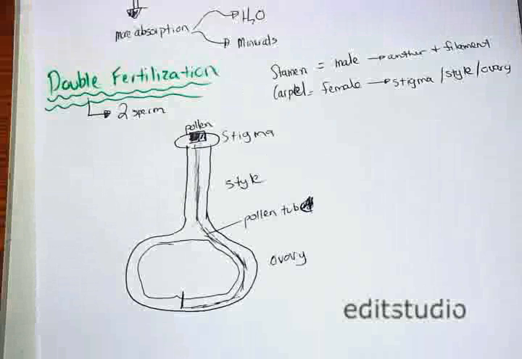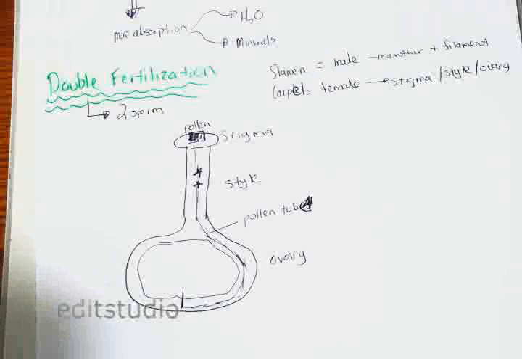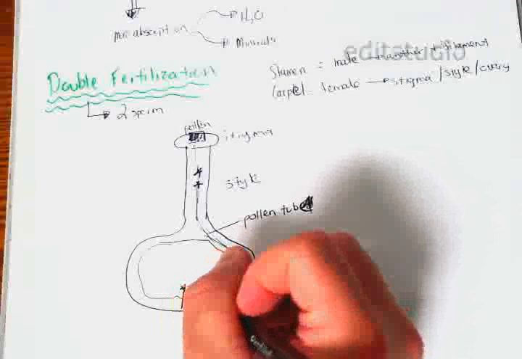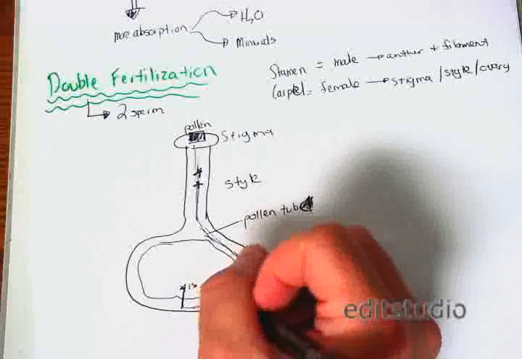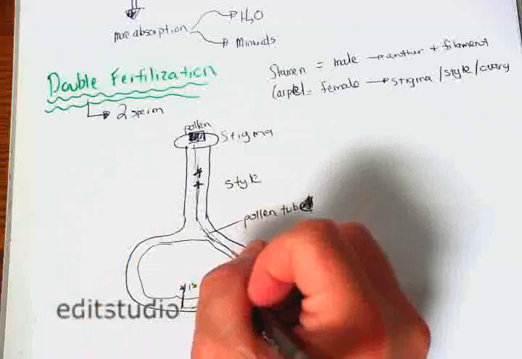And then there's a deposit of two sperm. There's sperm 1 and sperm 2. Those are little stars that travel downward. The first sperm that enters is going to fertilize the what? The egg, which is what makes the what? The seed, the zygote, basically.